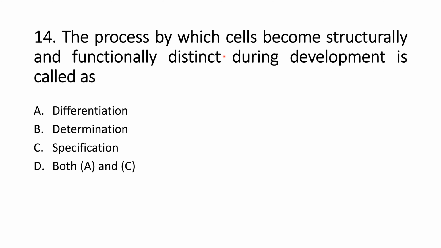The process by which cells become structurally and functionally distinct during development is called as: option A, differentiation; option B, determination; option C, specification; option D, both A and C. Option A is the correct answer, that is differentiation. So differentiation is a fundamental process in the development of multicellular organisms including plants and animals, and it involves changes in the gene expression and cell morphology that lead to the formation of different cell types with specific functions.